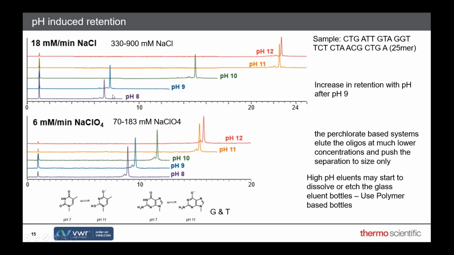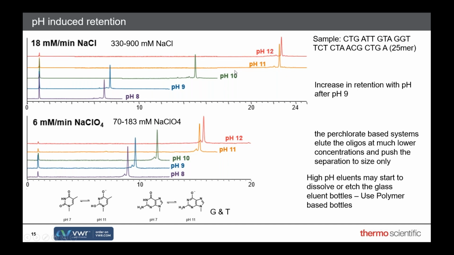Now, as you go up, you can see with sodium chloride, the difference between pH 7 and 9 is not much. But as soon as you get from 9 to 10, you've got a big increase in retention. That's because you've created that negative charge. Going from 10 to 11, you've got that bit more. Going from 11 to 12, it's fully in the negative form, so it's not making a difference going any higher.